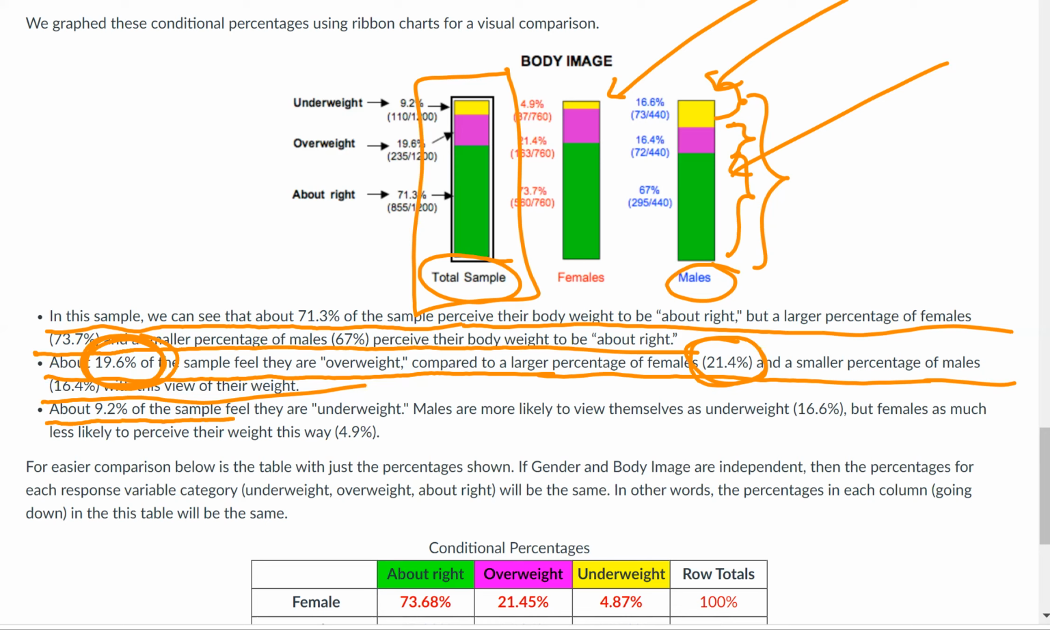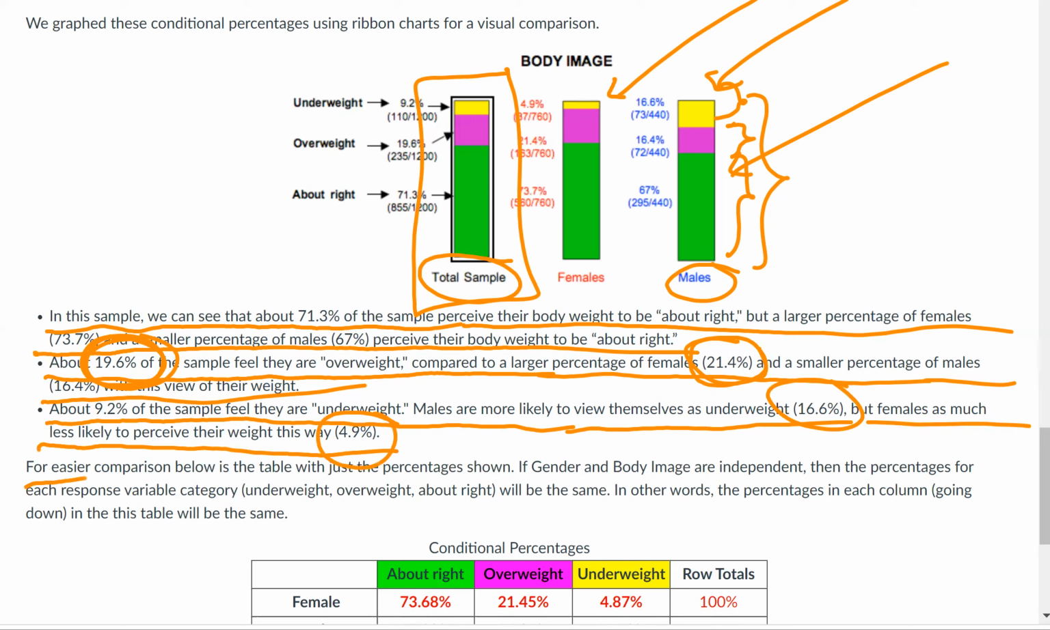About 9.2% of the sample feel they're underweight. Males are more likely to view themselves as underweight, 16.6%. But females are much less likely to perceive their weight this way, 4.9%.